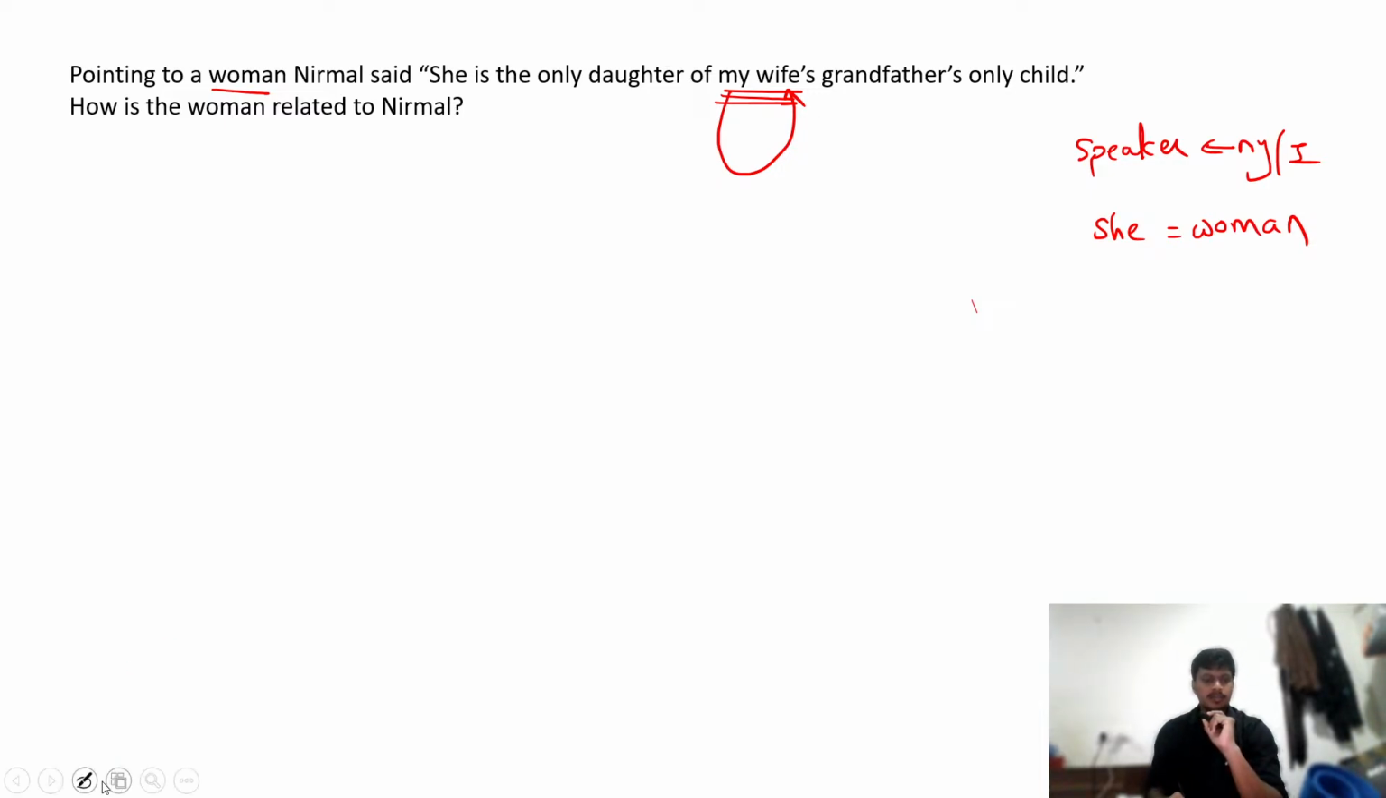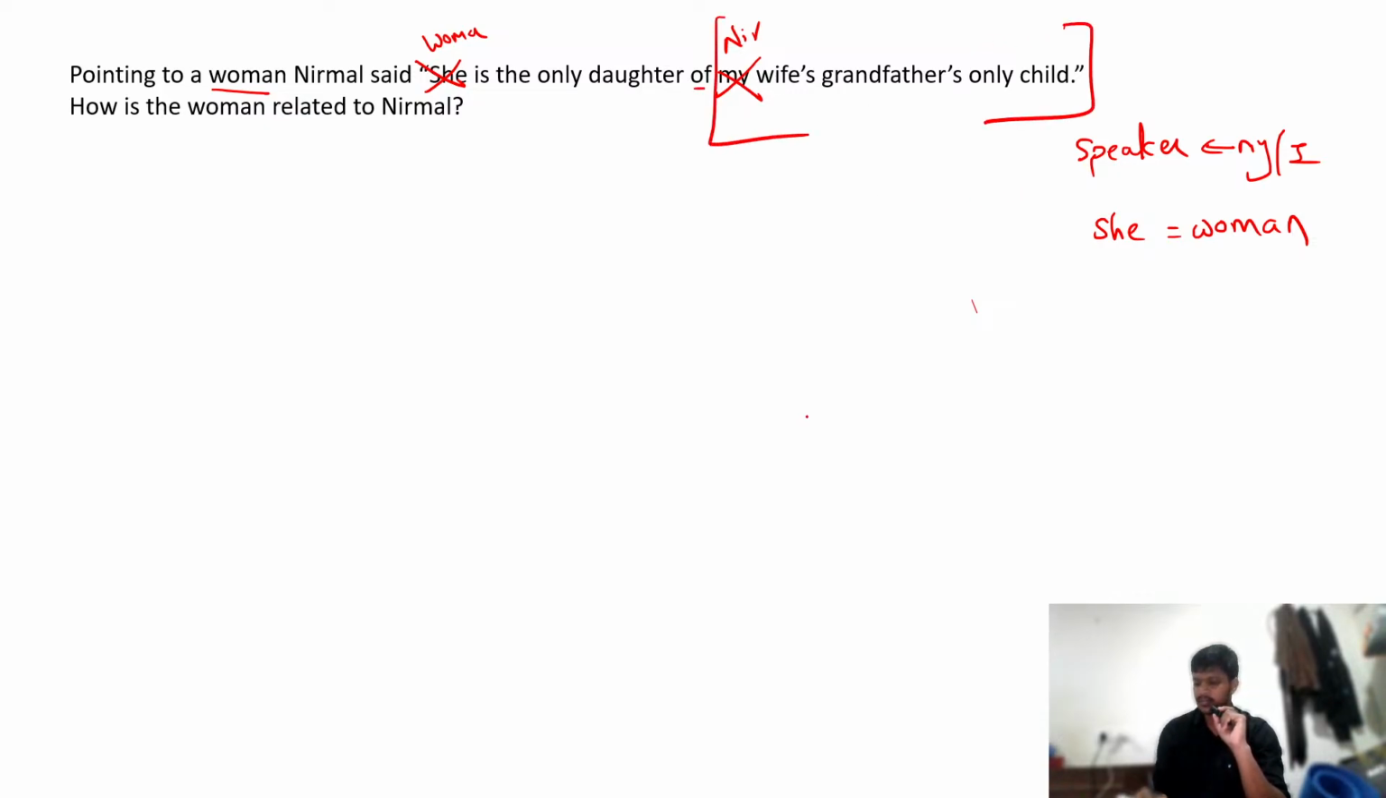Okay, now see. Guys, wait, I will explain, then you will get your answer. So here, whenever you see the word my, that is about Nirmal. Whenever you see the word she, that is about the woman. Now, solve this statement first. What is it saying? My wife's, I mean Nirmal's wife's. Let us take Nirmal as a male person here. Nirmal's wife means double lines.